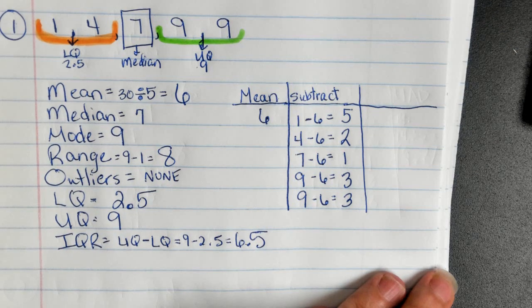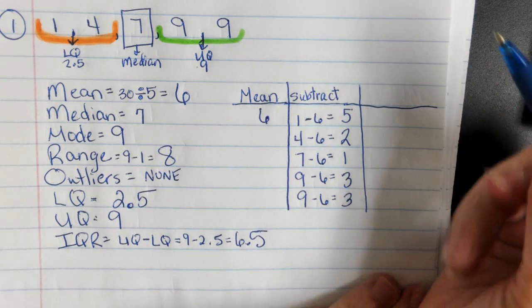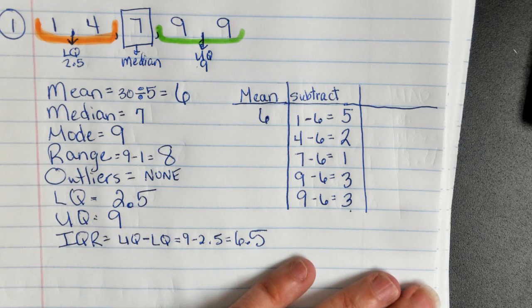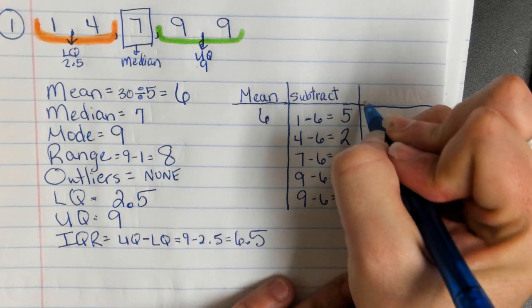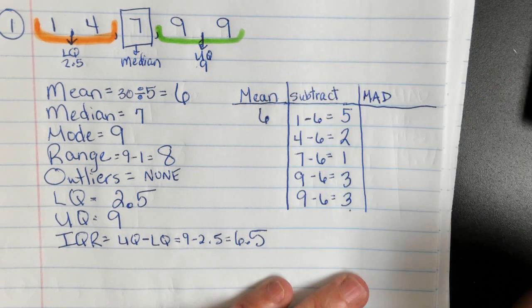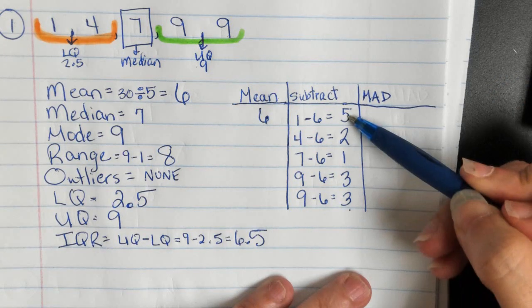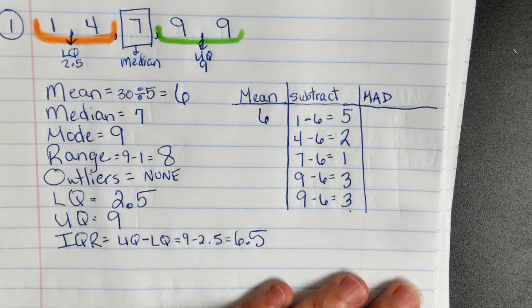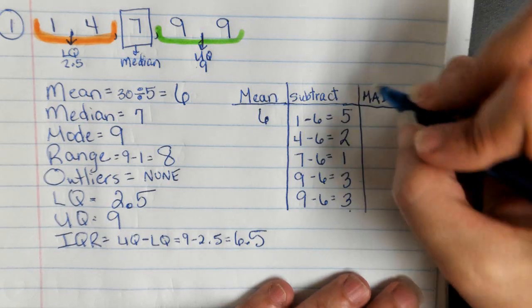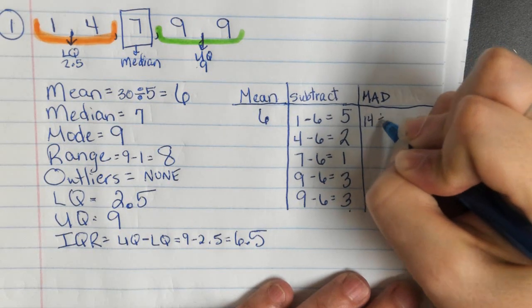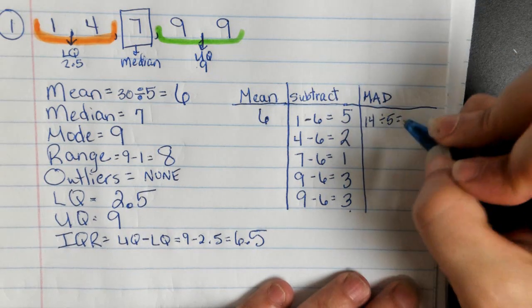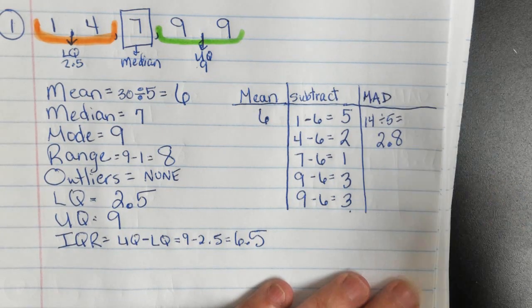So you do all the subtractions. I just use that list. Okay, and the last step for MAD is to find the mean again. Find the mean of these little numbers. So we're going to add them up, which is 14, but we're dividing by 5 because there's 5 numbers we're working with. And I get 2.8.